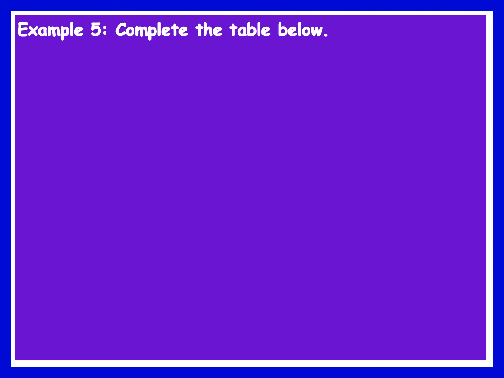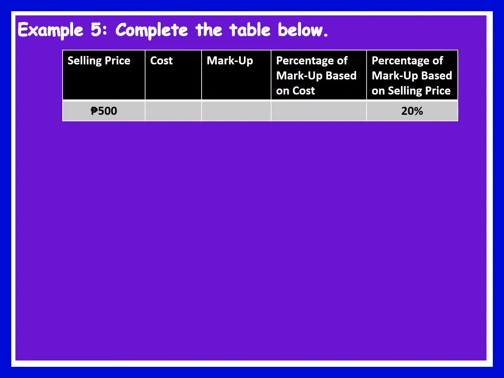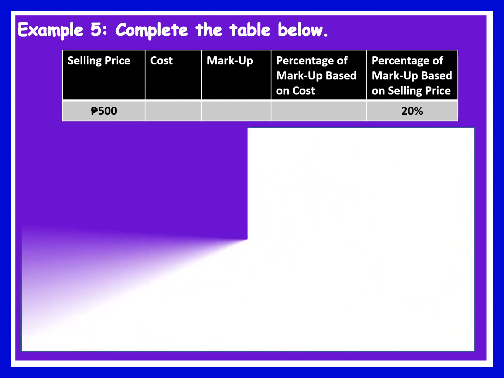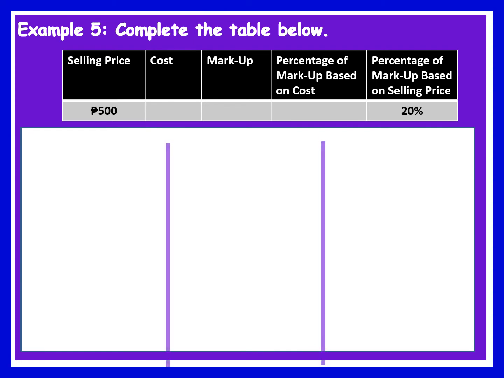Okay, let us go to example number 5. There is a given selling price which is 500 pesos and the percentage of markup based on selling price which is 20%. So let us put the paper here and divide it into 3 parts. For the first part, for the cost, to solve for it, we will use the formula selling price equals markup plus the cost.